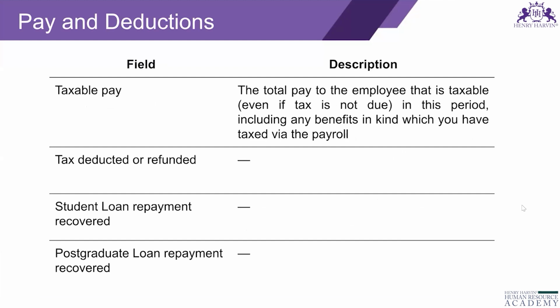Taxable pay, this will be the total taxable pay for the employee in this period. The total pay to the employee that is taxable, even if tax is not due. If the employee gets an exemption, that is a different thing. But the taxable salary, we have to mention that this salary is taxable in this period, including any benefits in kind which you have taxed via the payroll. Benefits in kind, if you have reported in payroll, then only it will be added here.